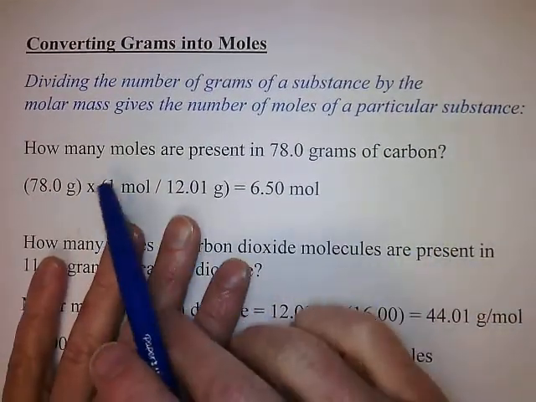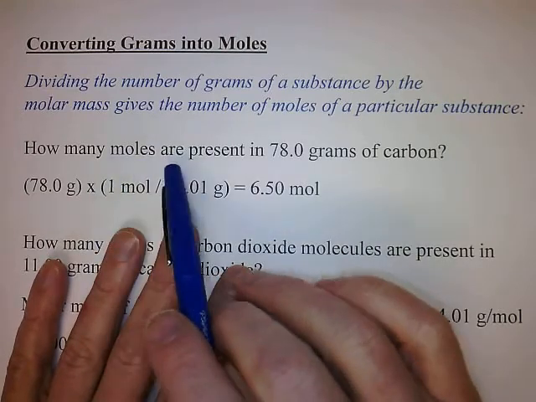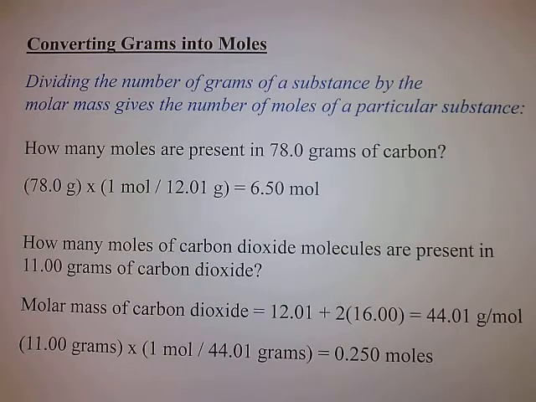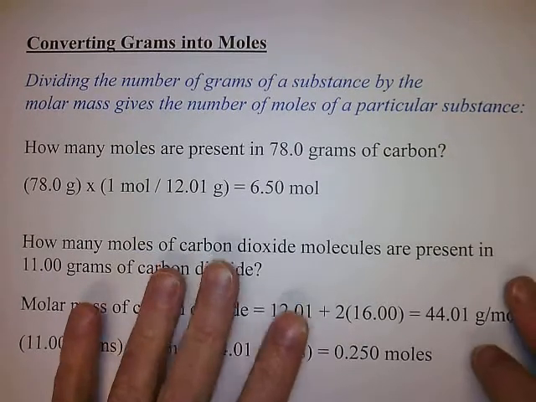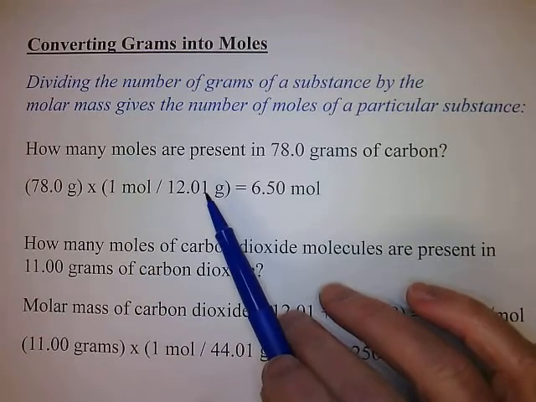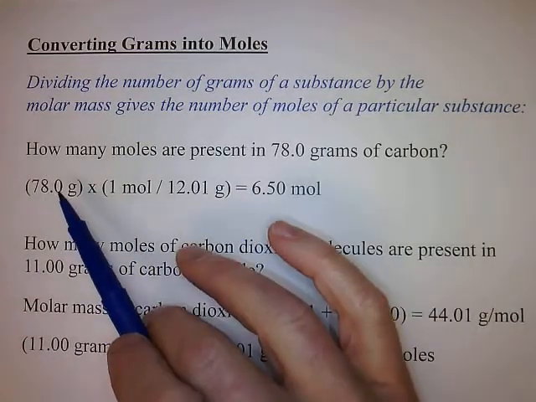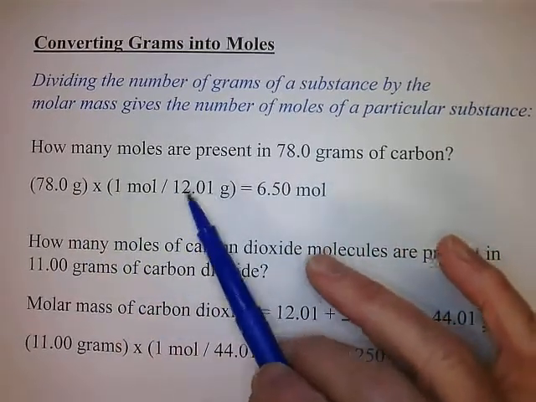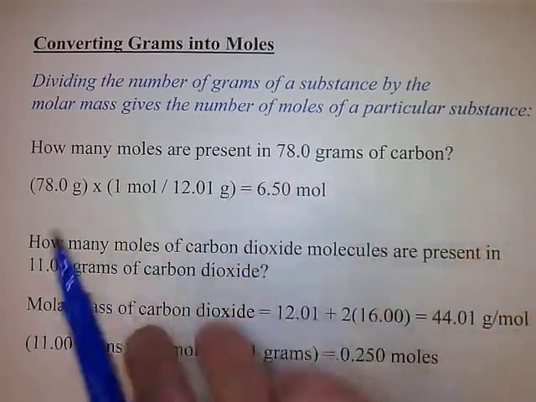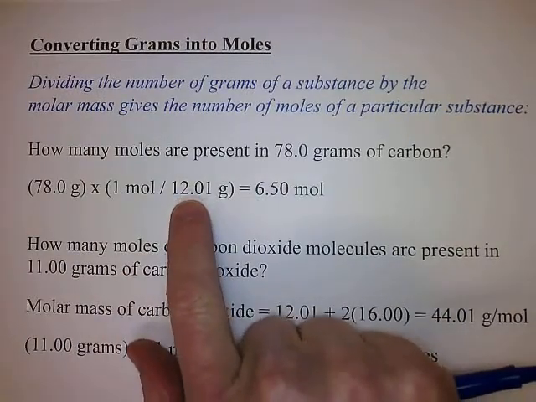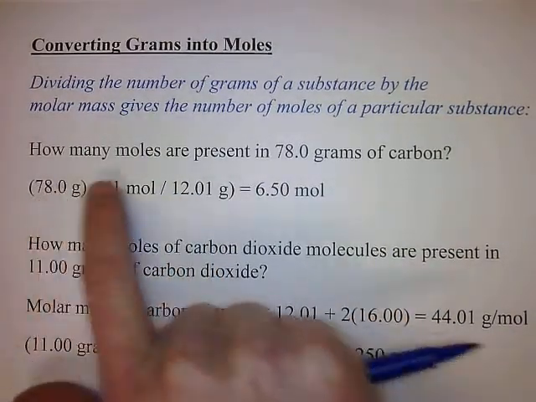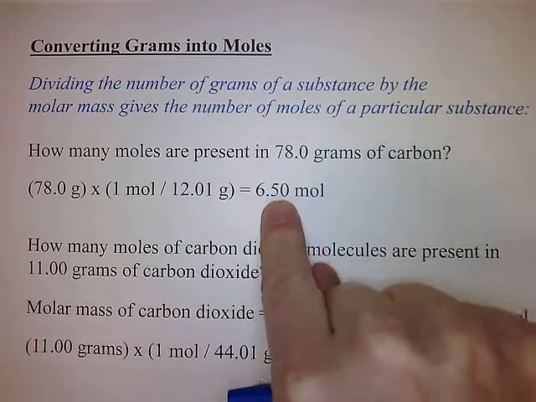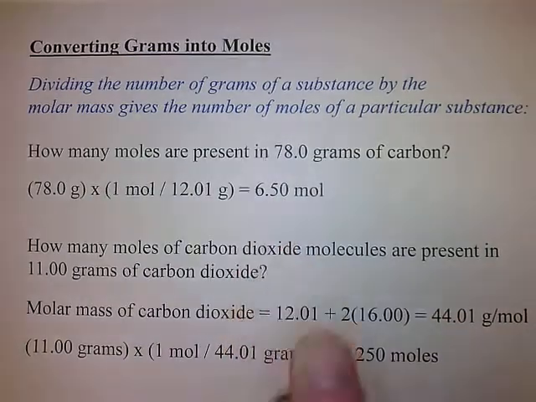So say, for example, I asked you how many moles are present in 78 grams of carbon. Okay, so it takes 12.01 grams to make a mole. You have 78 grams, right? So you divide 78 grams by 12.01 grams per mole. I simply multiply by the reciprocal, which is the same thing. You're dividing 78 by 12.01, and you get 6.50 moles.